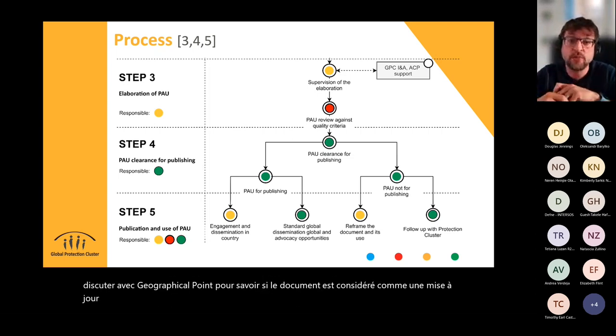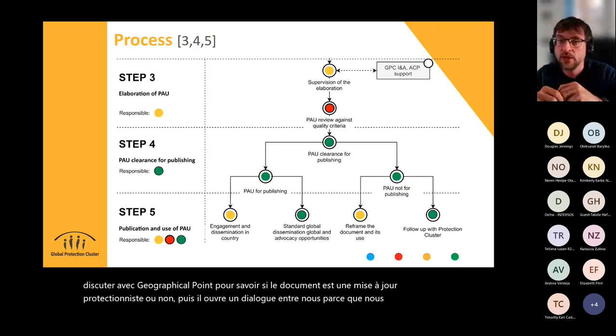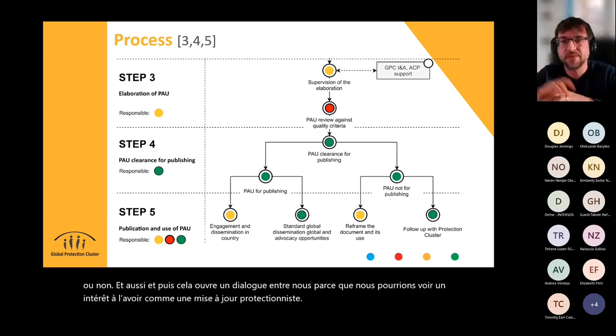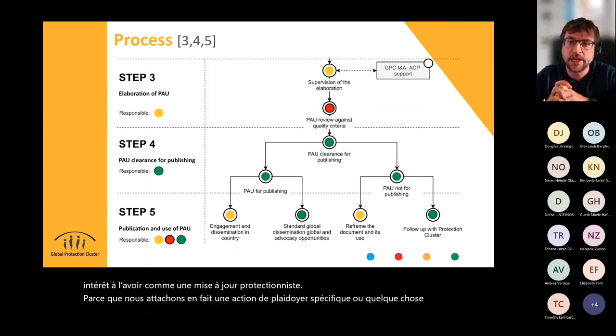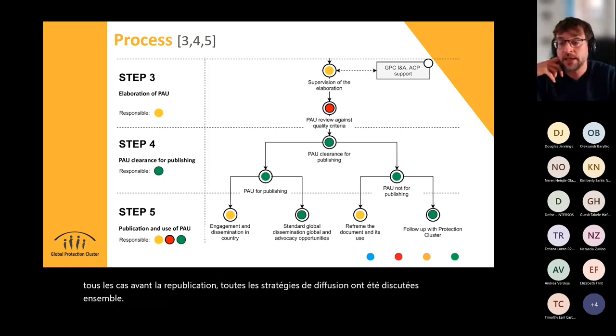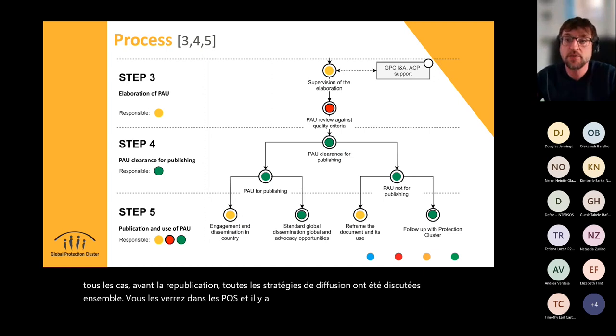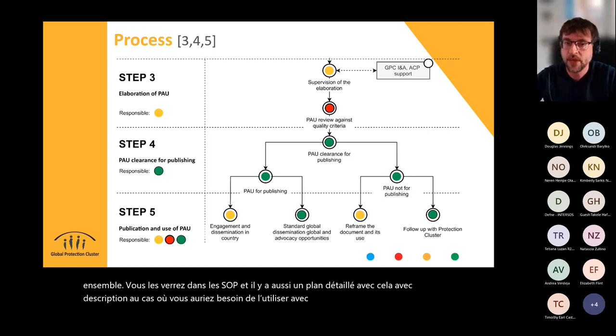And then it opens a dialogue between us, because we might see an interest in having it as a protection analysis update, because we actually attach a specific advocacy action or something else. In all cases, before republication, the whole dissemination strategy is discussed together. You will see these in the SOPs, and there is also a detailed plan with the description, in case you need to use it with the SAG, with the partners in your countries.